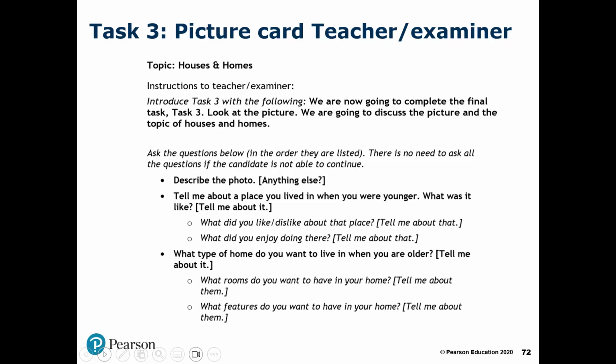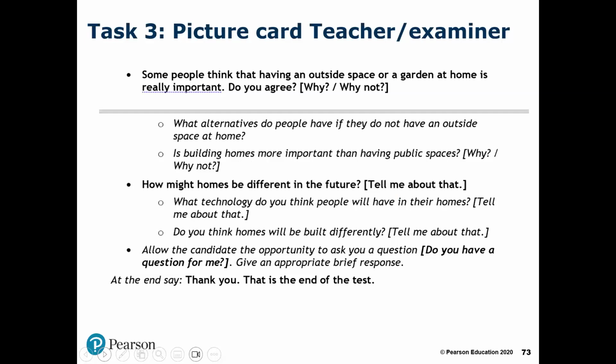Tell me about a place you lived when you were younger. What was it like? Tell me about it. And then you can add in if you want to, what did you like or dislike? What did you enjoy? What type of home do you want to live in when you're older? Tell me about it. What rooms, what features, and so on. Okay. Some people think that having an outside space or a garden at home is really important. Do you agree? Why? Why not? What alternatives? Okay, and so on. Okay. So we follow that through. At the end of the test, say thank you. That's the end of the test.